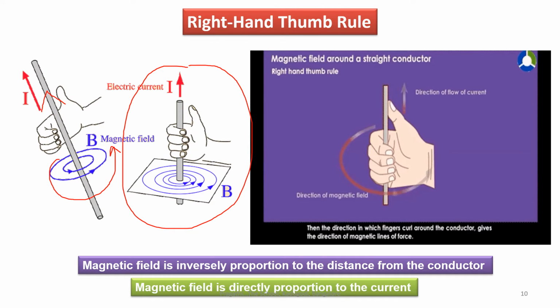And magnetic field is inversely proportional to the distance from the conductor. For example, magnetic field, I'll take it as M. Magnetic field is, this is a proportionality symbol, inversely proportional means 1 by distance of the conductor, D. And here M is directly proportional to the current. If current increases, magnetic field increases. If the distance is less, magnetic field is more. If the distance is more, the magnetic field is less. That's what this formula says. These two concepts you should never forget.